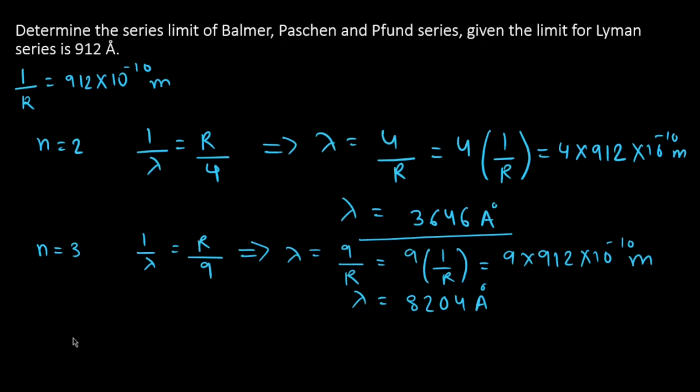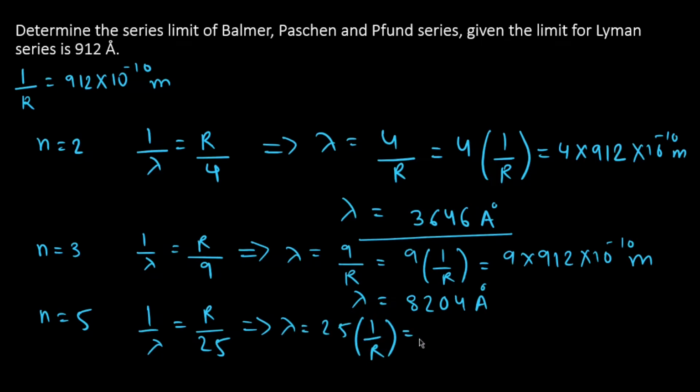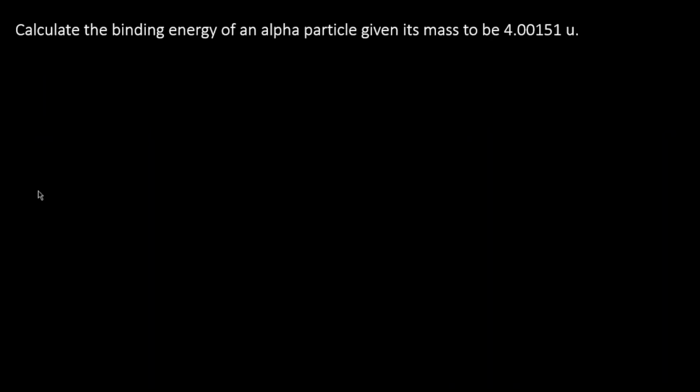Now let's see the series limit for Pfund series. So for Pfund, n equal to 5. Therefore 1 by lambda will be R divided by 5 square, that is 25, which implies lambda will be 25 into 1 by R, which will get 25 into 912 into 10 raised to minus 10 meters, which implies our lambda will be 22789 Angstrom.